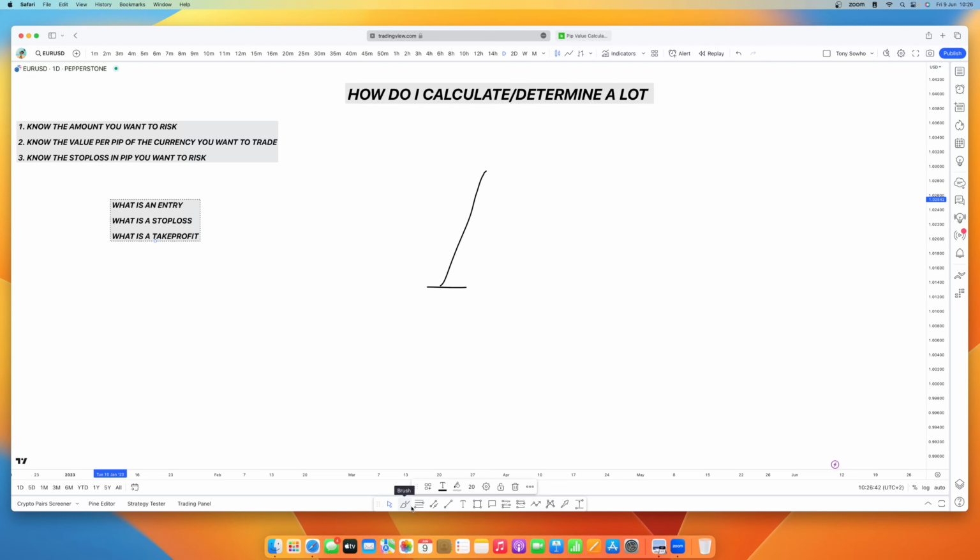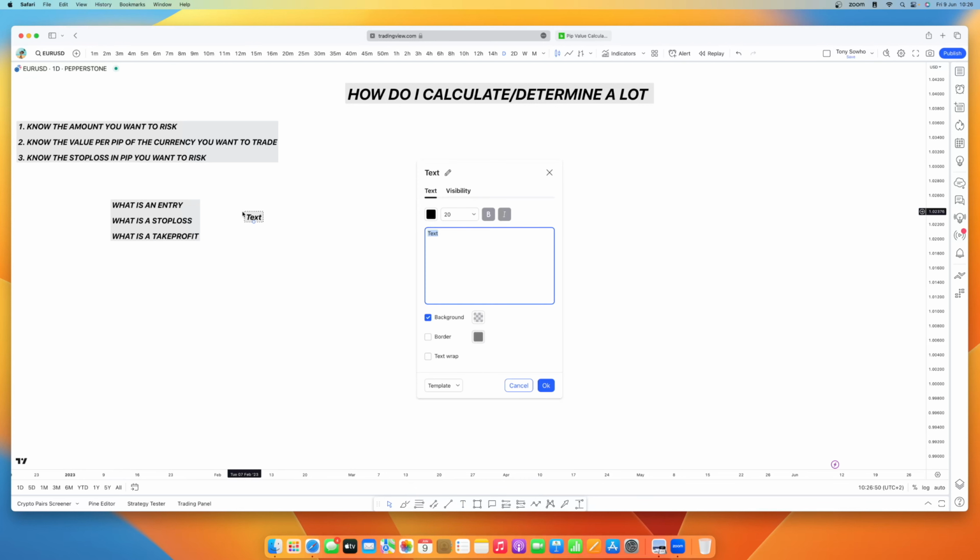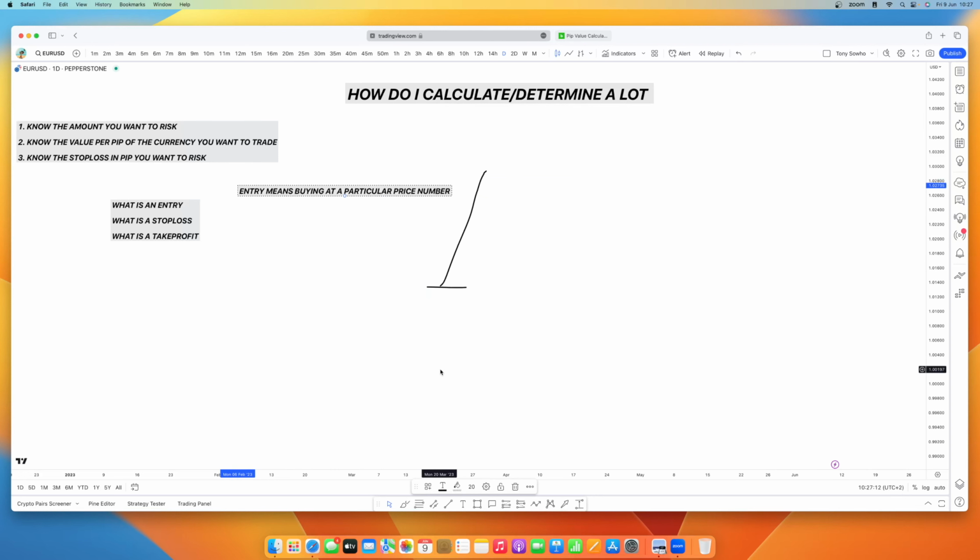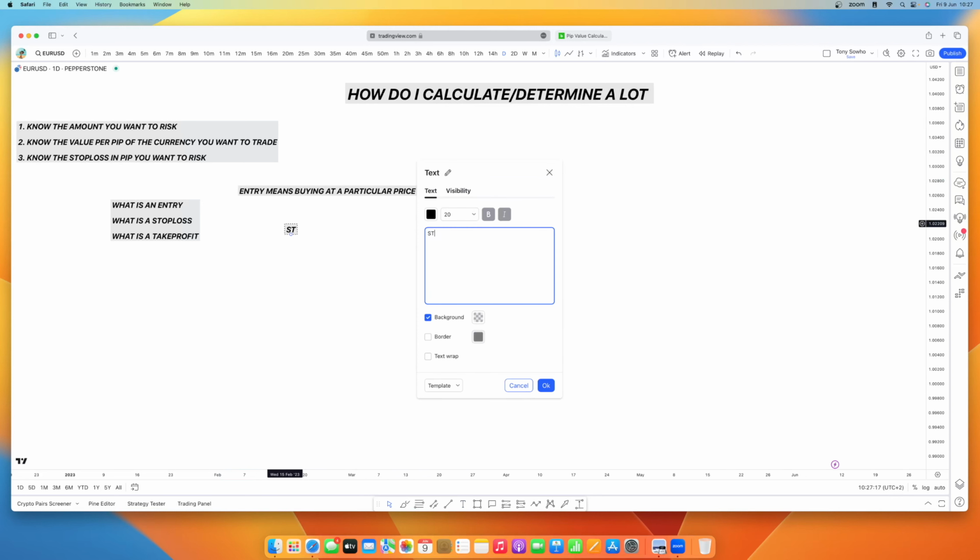Now, what is a stop loss? Entry means buying at a particular price number. That's it. I'm buying at a particular price number. Now, what is a stop loss? Just like the name implies, stop loss. Just look at it. Stop loss.